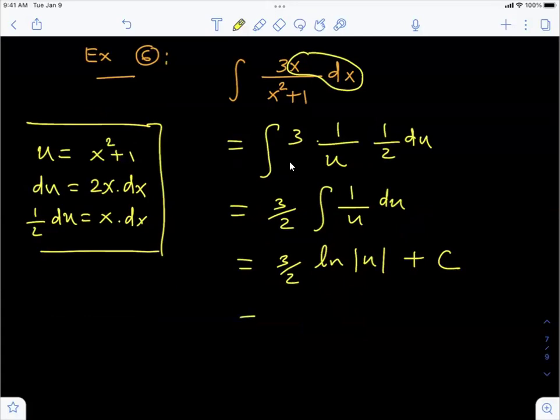Now, what is this? Ln of absolute value of x squared plus 1. Of course, don't forget this: absolute value of x squared plus 1. In fact, the absolute value is redundant in this case because x squared plus 1 is already non-negative, but it never hurts if you have an additional absolute value left in an answer.